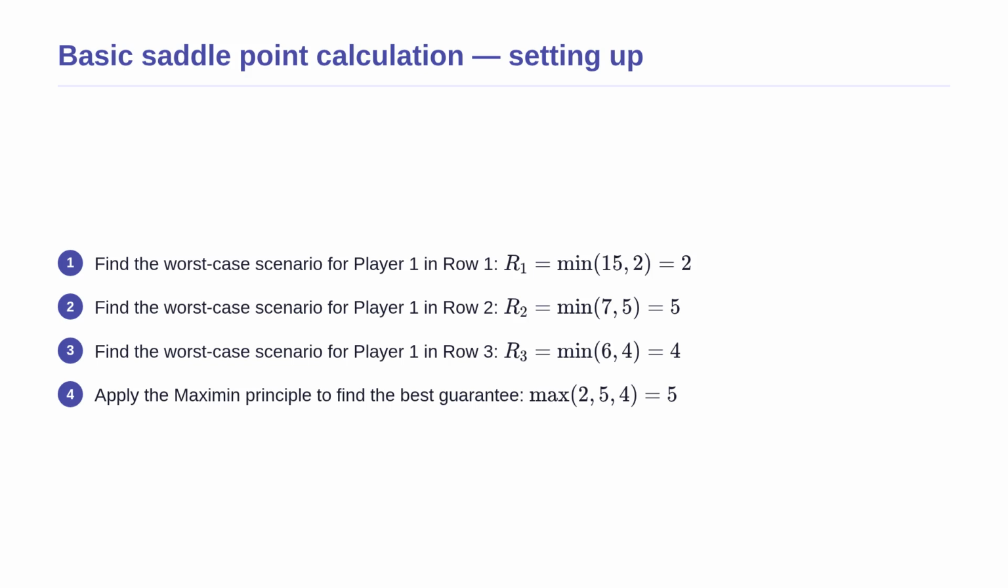Now that we understand the theory, let us see this with a concrete example. We have a simple payoff matrix where player 1 has 3 strategies and player 2 has 2. We will apply the maximin principle first.